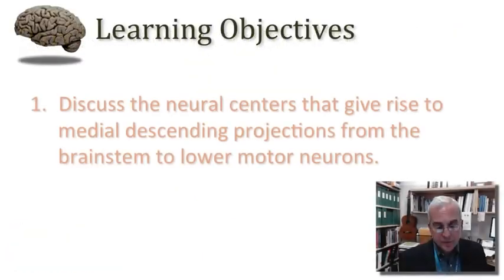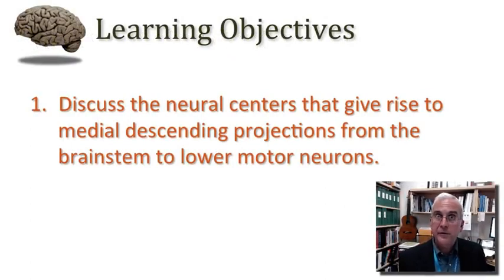My learning objective for you here is that I want you to be able to discuss the neural centers that give rise to medial descending projections from upper motor neurons in the brainstem to lower motor neurons associated with the ventral horn of the spinal cord and even in the brainstem itself, in the motor nuclei of the cranial nerves.